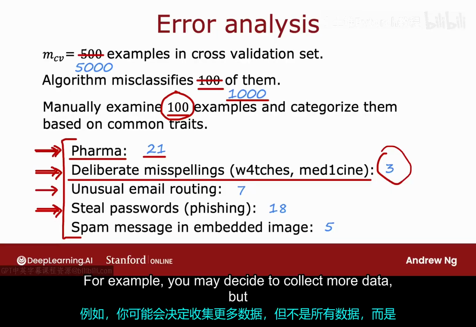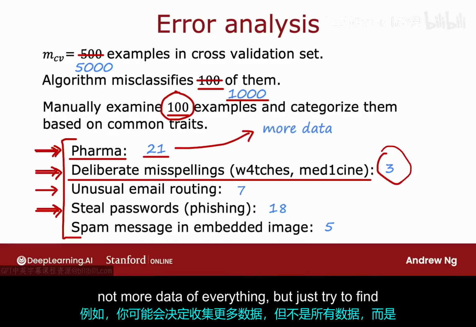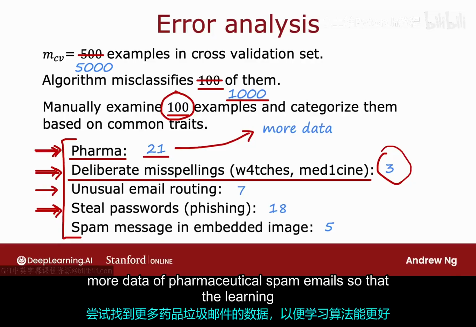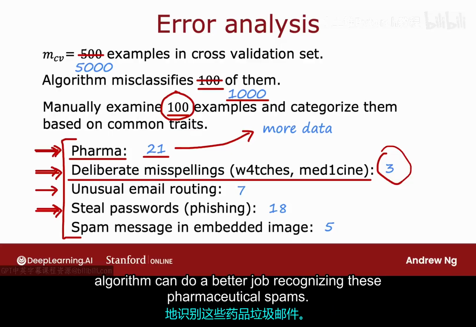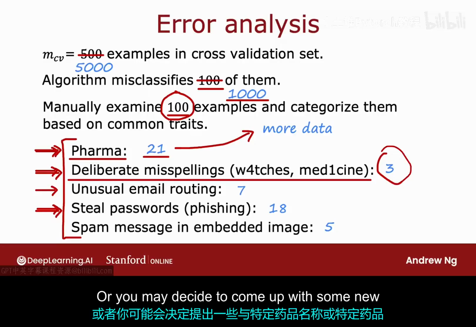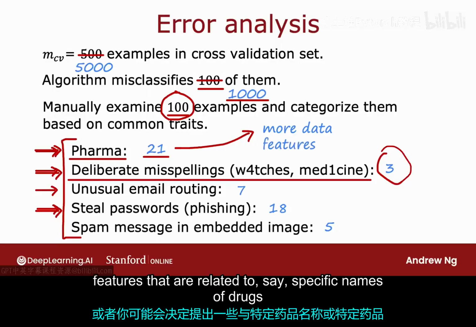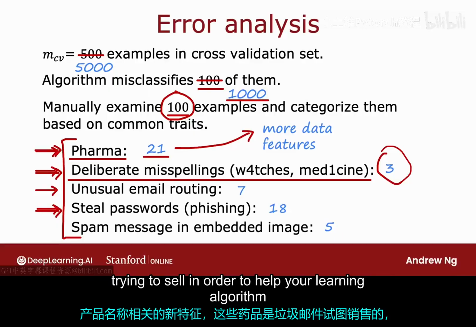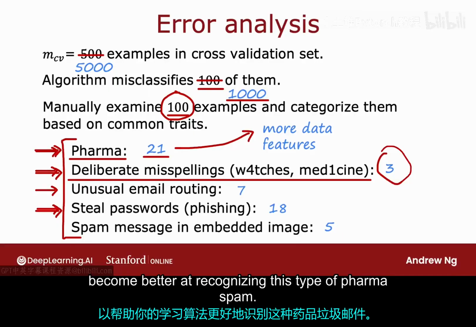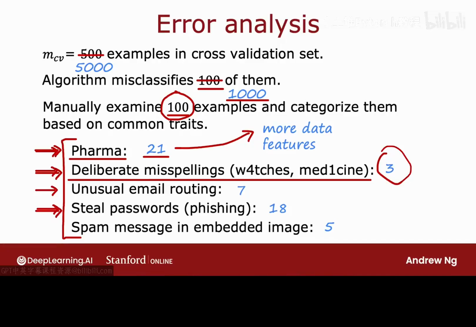For example, you may decide to collect more data, but not more data of everything, but just try to find more data of pharmaceutical spam emails so that the learning algorithm can do a better job recognizing these pharmaceutical spams. Or you may decide to come up with some new features that are related to, say, specific names of drugs or specific names of pharmaceutical products that the spammers are trying to sell in order to help your learning algorithm become better at recognizing this type of pharma spam.